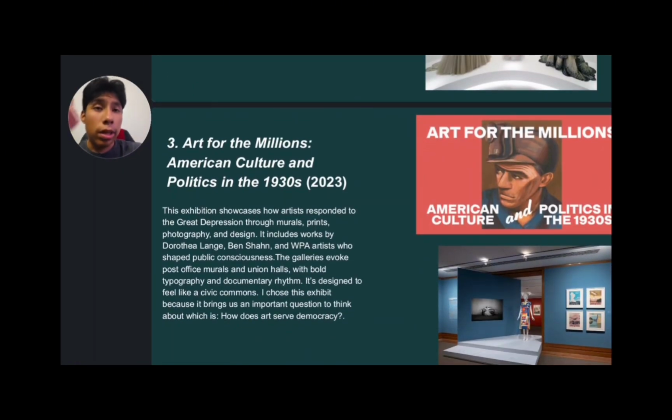So the third one is called The Art of the Millions: American Culture and Politics in the 1930s, from 2023. The exhibition showcases how artists responded to the Great Depression through murals, prints, photography, and design. It includes works by Lange, Ben, and WPA artists who shaped public consciousness.